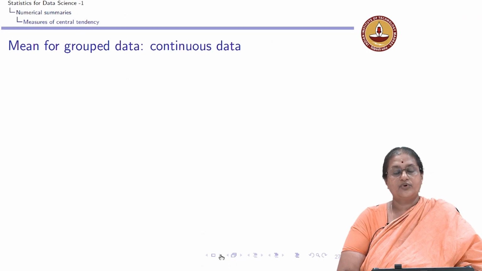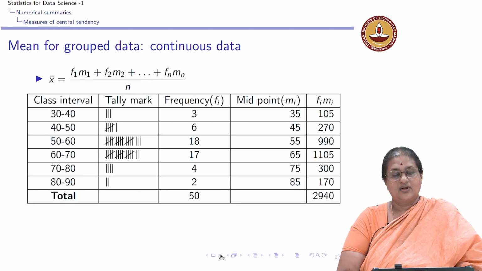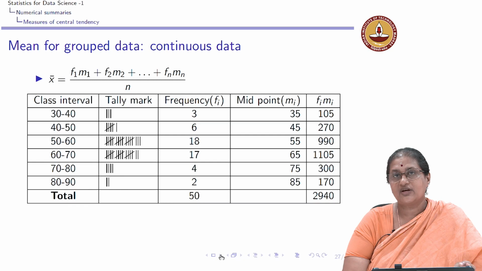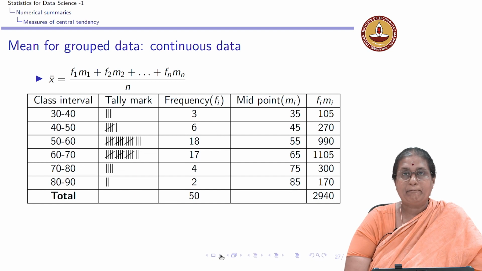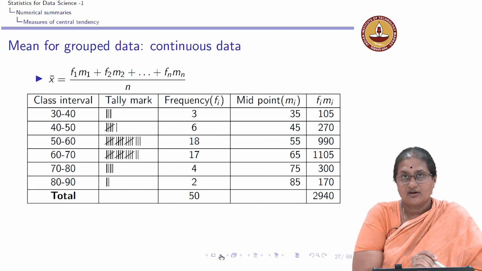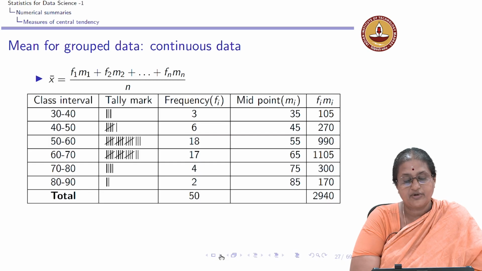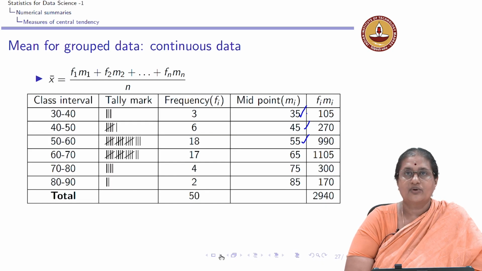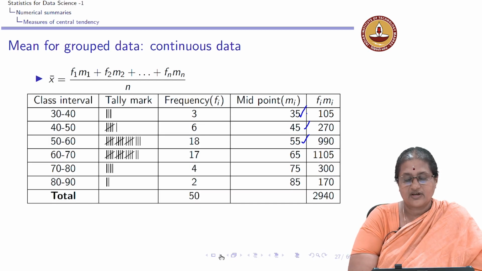Now how do we compute the mean for group data or continuous data? Recall, when I have continuous data, I don't have a particular discrete value that is being taken. So in this case, we have what is called the midpoint for each class interval. For example, the midpoint of the class interval 30 to 40 is 35, 40 to 50 is 45, 50 to 60 is 55. So I look at the midpoint rather than looking at each discrete value. I know the frequency of the data set.